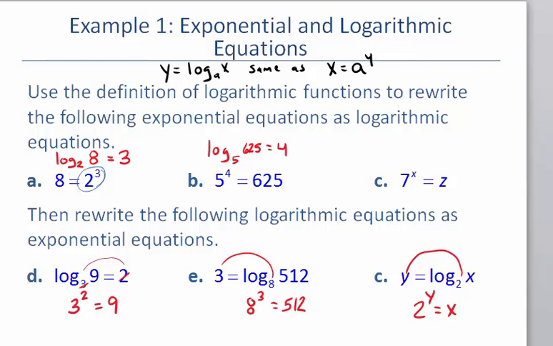Part C, 7 to the x is equal to z. So we'll write the word log down. We'll put our equal sign. What's our base? 7. Remember, we want to go to the other side for the exponent. So the x should be on the other side. And the z should be in the spot that's left. So you want to practice this until you can very easily convert between your logarithmic and your exponential formats.